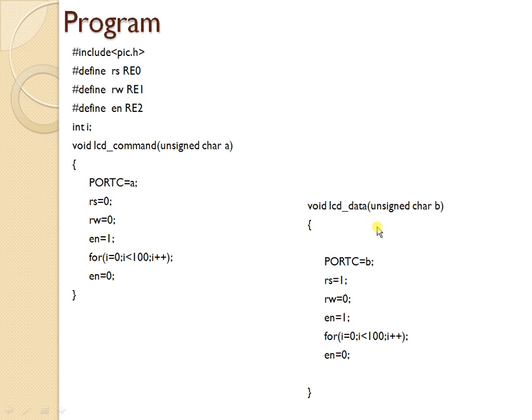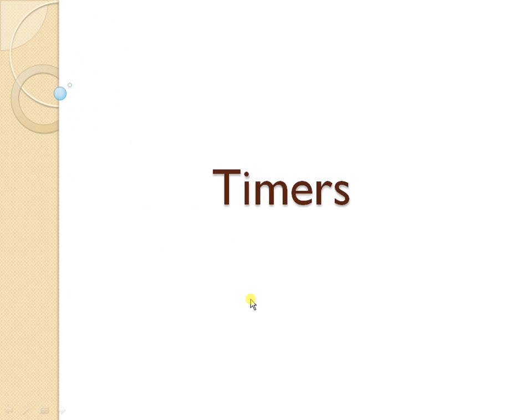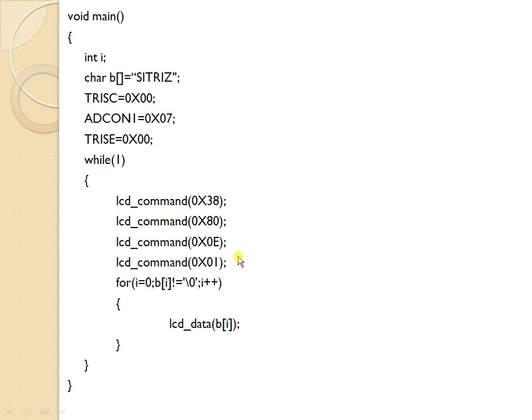In the same way I have implemented the data function, where initially I'm placing the data onto port C, and this time I'm selecting the data register. If RS is 1, it means the data register is selected. RW is 0, so I'm writing the data, and then a high to low transition on the enable pin makes whatever information is present on the port C lines be latched onto the LCD. So this is how you use GPIOs for interfacing any kind of devices. Okay, thank you.